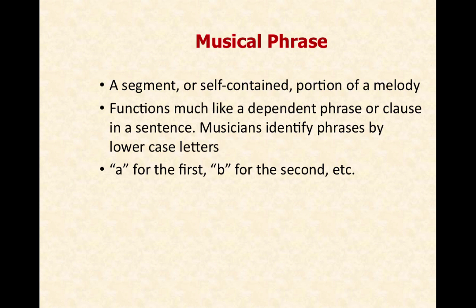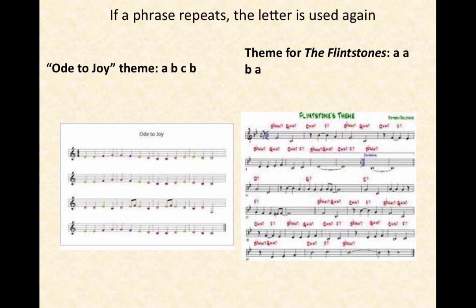A musical phrase is basically the equivalent of a musical sentence. It's a self-contained portion of a melody. It functions a lot like a dependent phrase or clause in grammar. Musicians identify phrases by lowercase letters. So A is the first phrase, the B theme is for the second. And here's one of my favorites, the Flintstones, which is A, B, A, and so on. If a phrase repeats, the letter is used again.